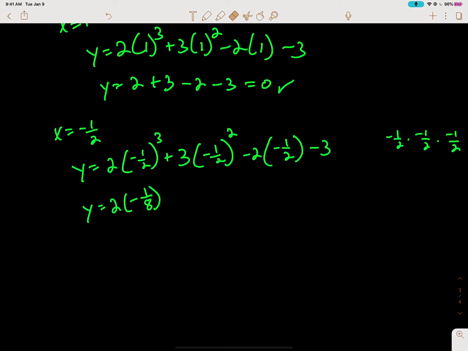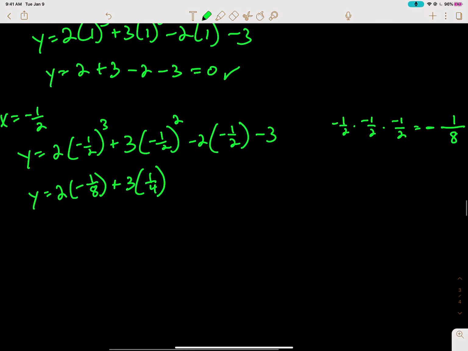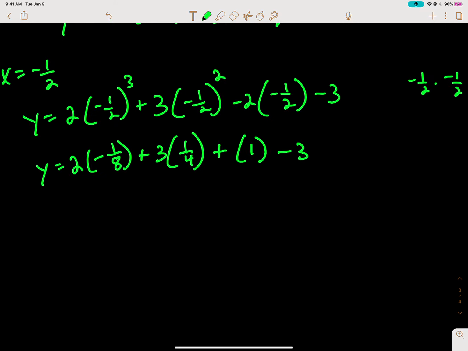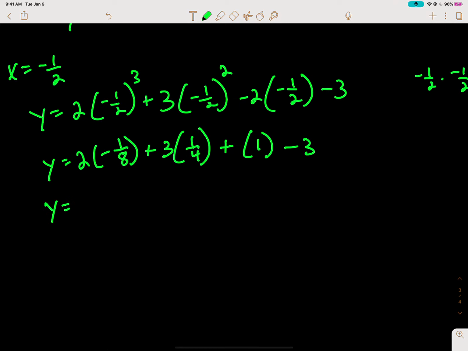The next one, 1/2 times 1/2 is 1/4, so it'll be 3 times 1/4. Over here we got a negative times a negative is a positive. 2 times 1/2 is just 1, and then minus 3. Here I can multiply, it's like multiplying 2 over 1 times -1 over 8. And then this is like doing 3 over 1 times 1 over 4. And it's plus 1 minus 3.